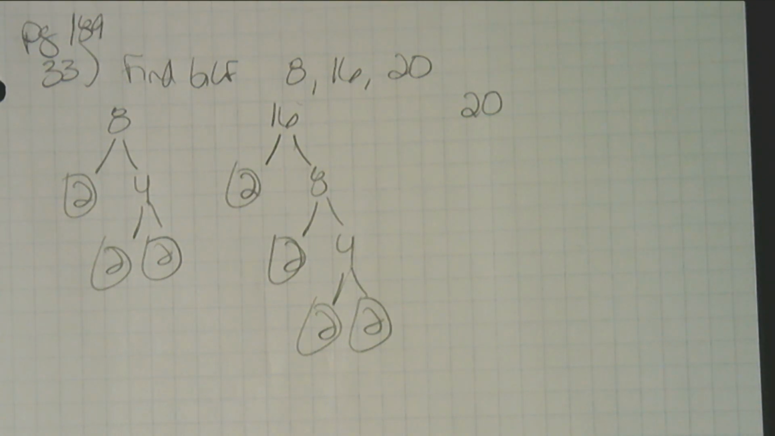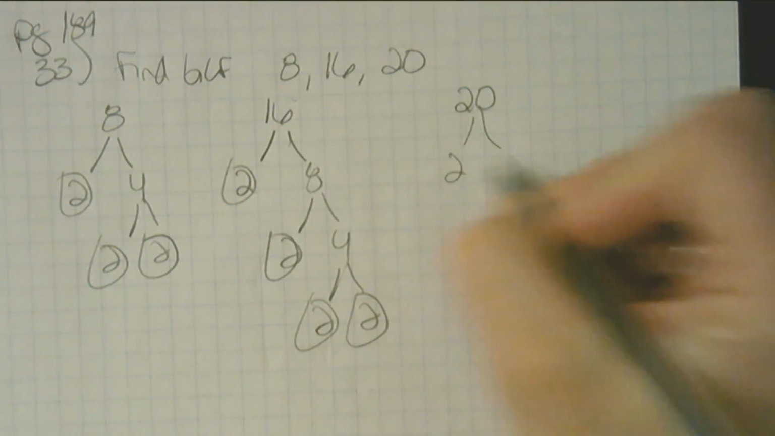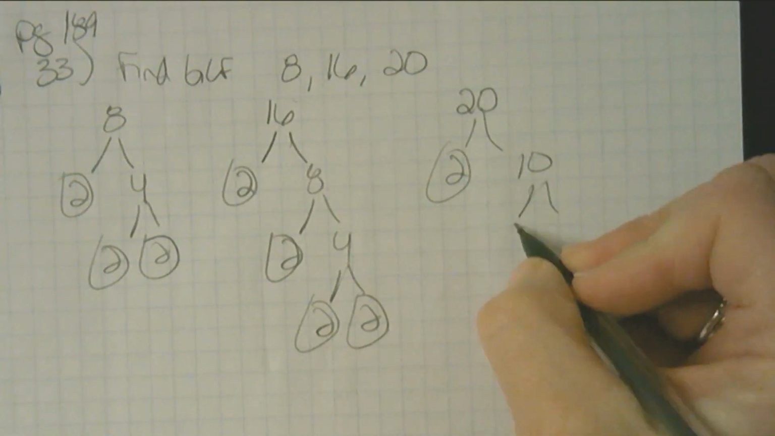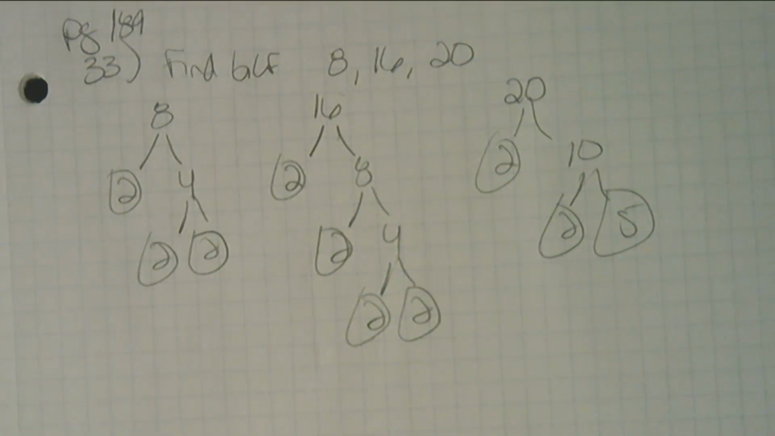All right, the next one is 20. So I have 2 times 10. I have 2 times 5. Again, it doesn't matter what two numbers you start with. For 20, I could have started with 4 and 5.